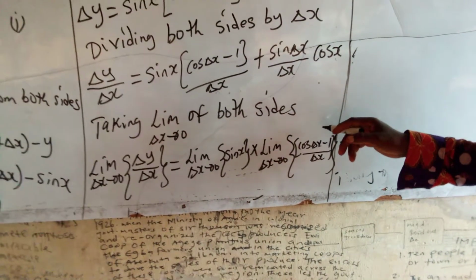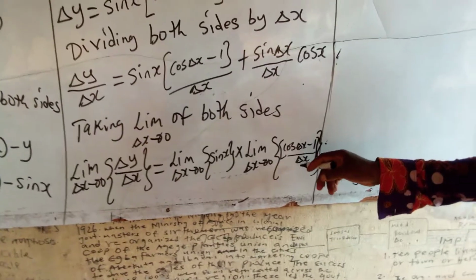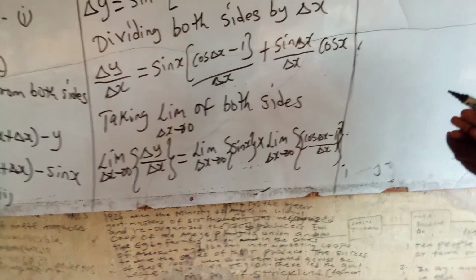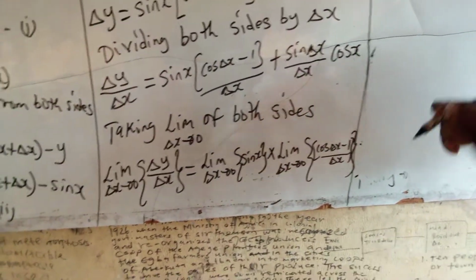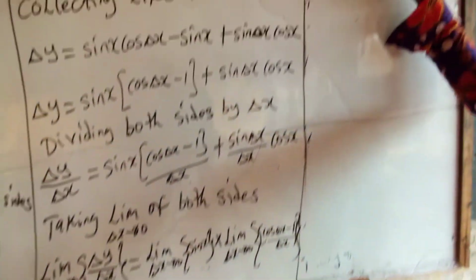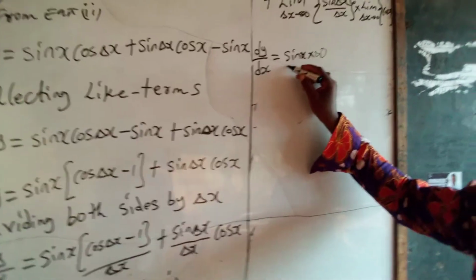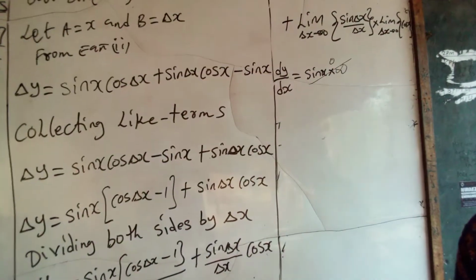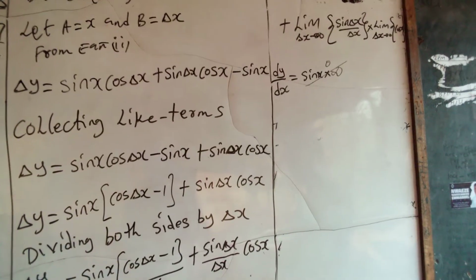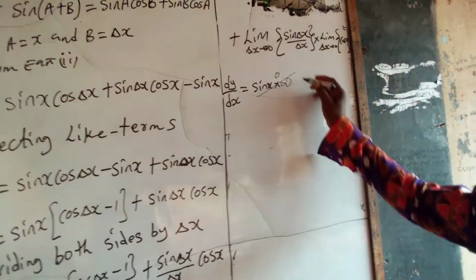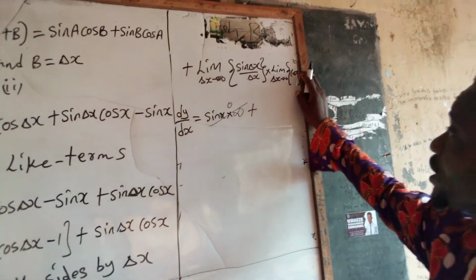1 minus 1 is 0, and 0 divided by 0 is undefined. Anything divided by 0 is undefined or does not exist. So it means this one does not exist. Infinity times any number is infinity, so this side doesn't exist. Even if it's 0, 0 times anything is 0. So you say plus, you concentrate here.